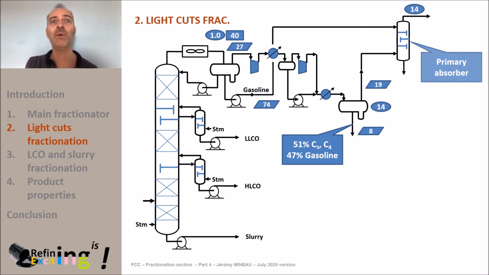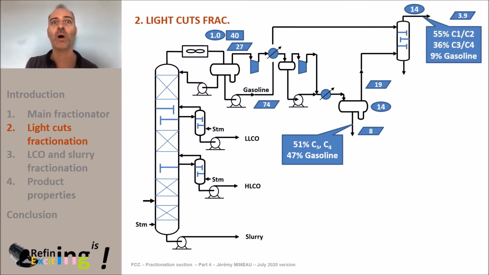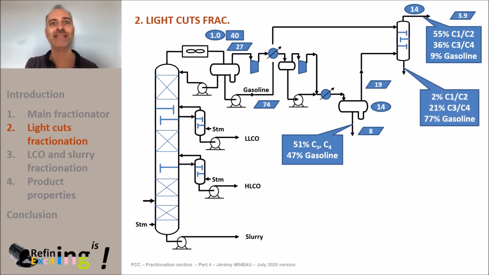After this contact with liquid gasoline, only 4 tons per hour of gas will come out of this absorber. Remember that 19 tons per hour of gas entered the column. So, gasoline has therefore fully played its role of absorber. And this time the gas flow will be 55% of C1 plus C2, as well as hydrogen and H2S, 36 weight% of C3 and C4, and the rest is about 10 weight% gasoline. The primary absorber bottoms will be 77 weight% gasoline, 20 weight% C3, C4, and a few percent of C1 plus C2.